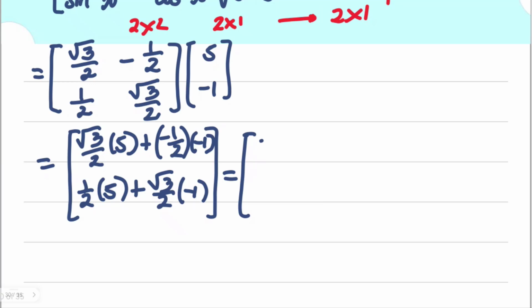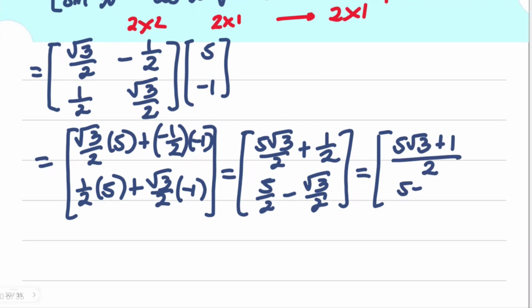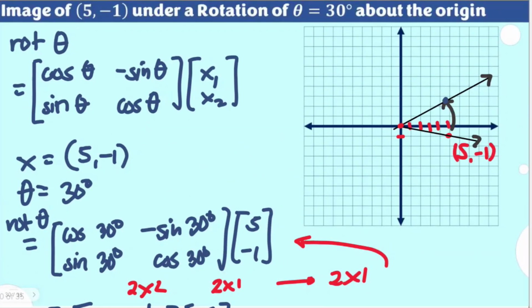You will have 5 square root of 3 over 2, then plus 1/2. That's positive because negative times negative. And the other side, you have 5/2 minus square root of 3 over 2. Then you can combine this into just one rational expression. You have (5 square root of 3 plus 1) all over 2, and (5 minus square root of 3) all over 2. This is the image of our point (5, -1) as we rotate it 30 degrees about the origin.